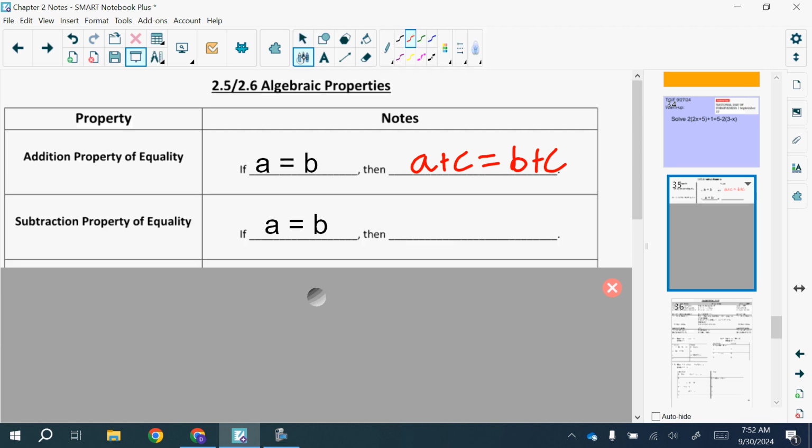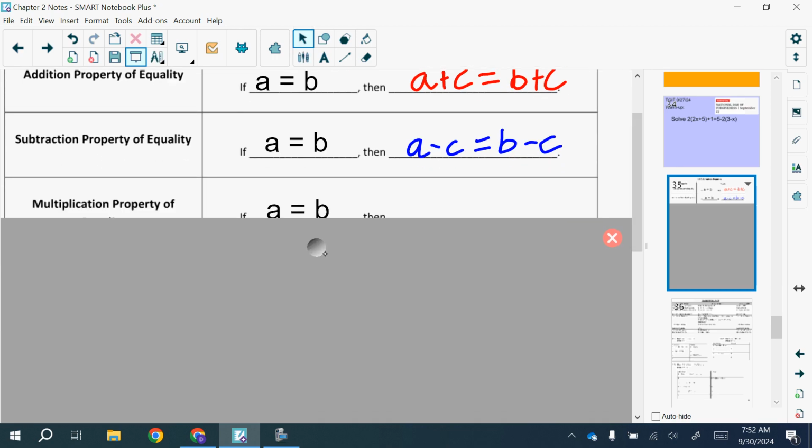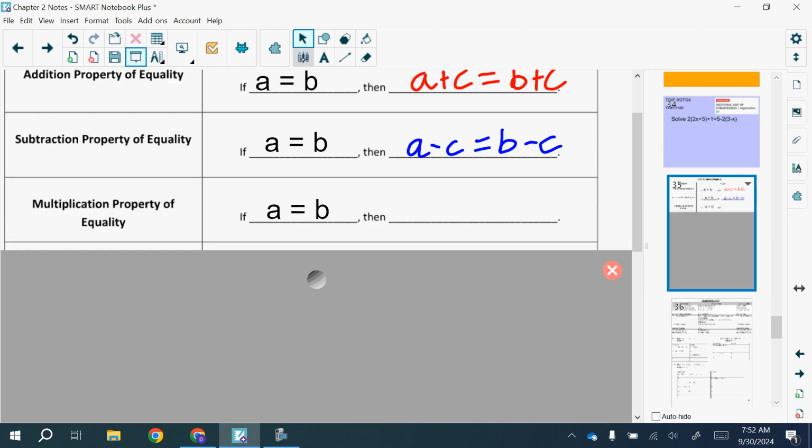Similarly, for subtraction POE, we can say if A equals B, then A minus some number, call it C, will equal B minus the same number, call it C, because A equals B. For the multiplication property of equality, we can say if A equals B, then A times C equals B times C.